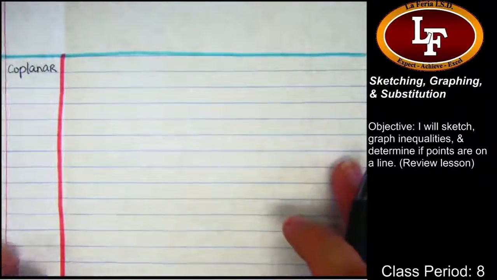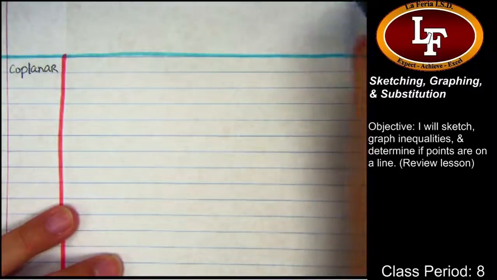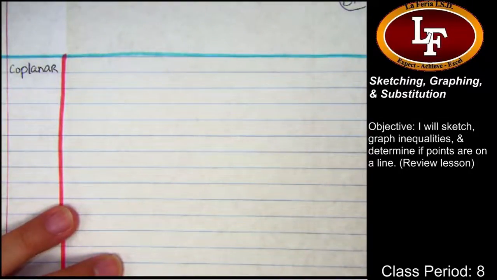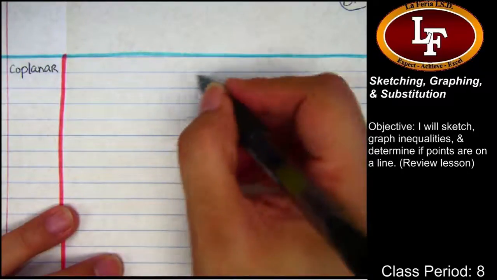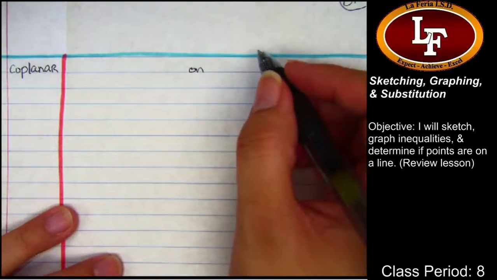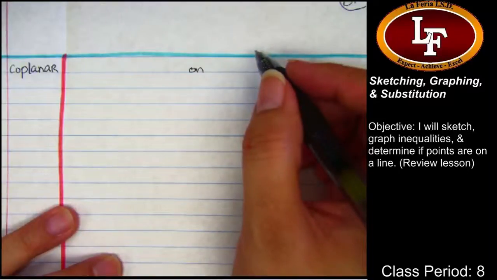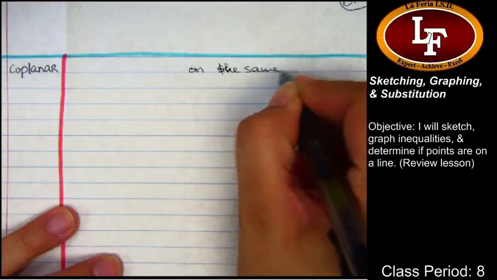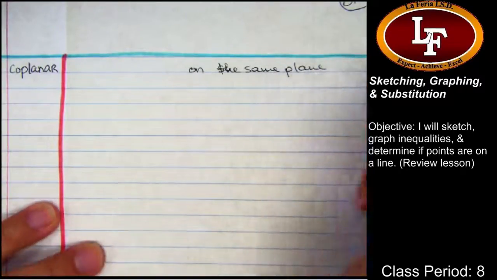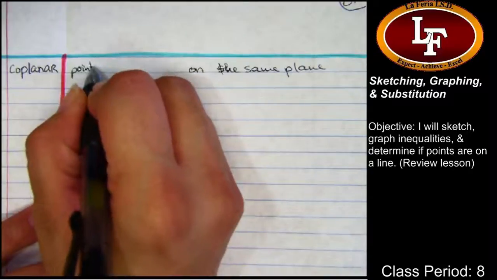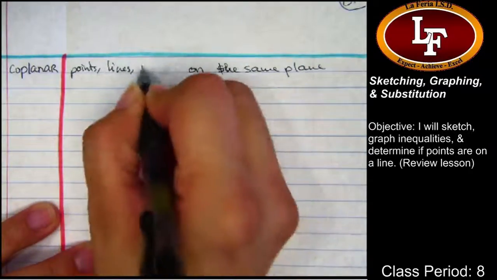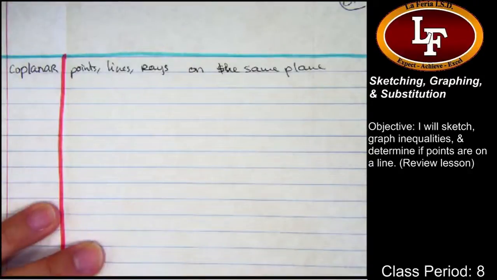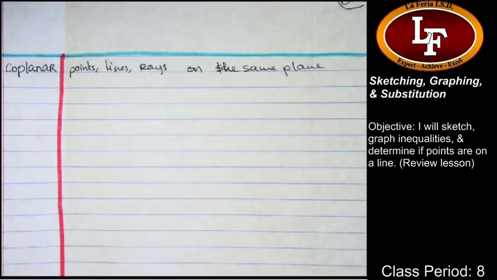Coplanar, we just need a definition. The word is coplanar, so plane. On the same plane. All right. And it's not just points, but it can also be lines, can also be rays. It can be anything that lives on a plane. If they're on the same plane, they are coplanar. Awesome.